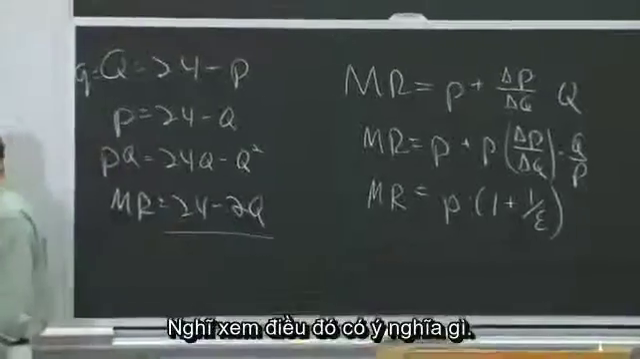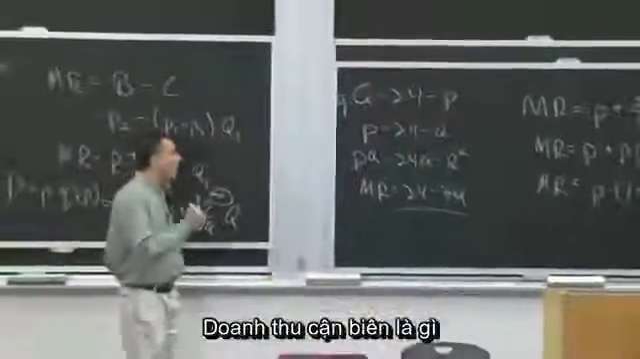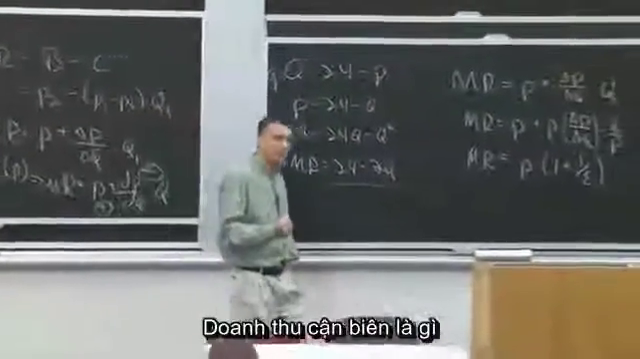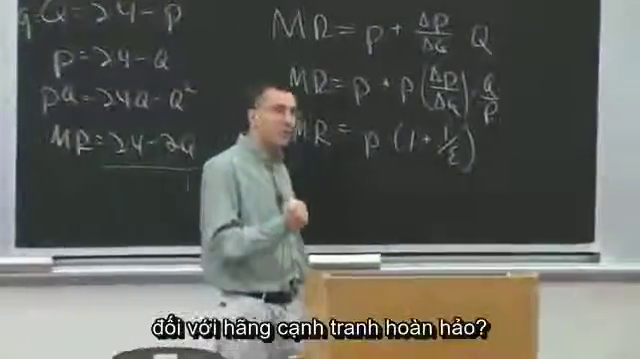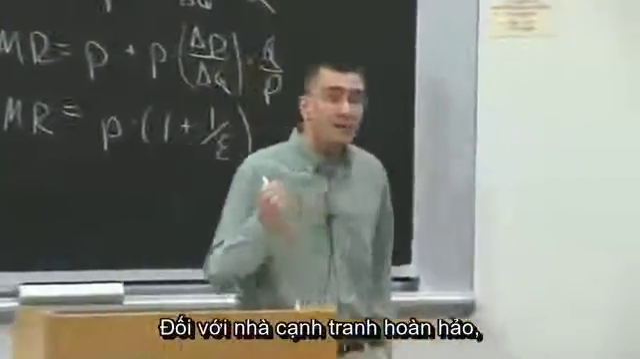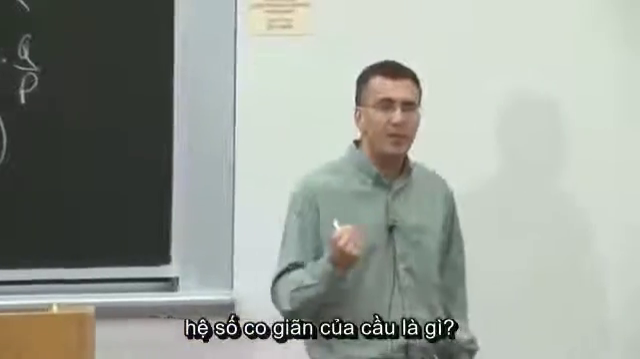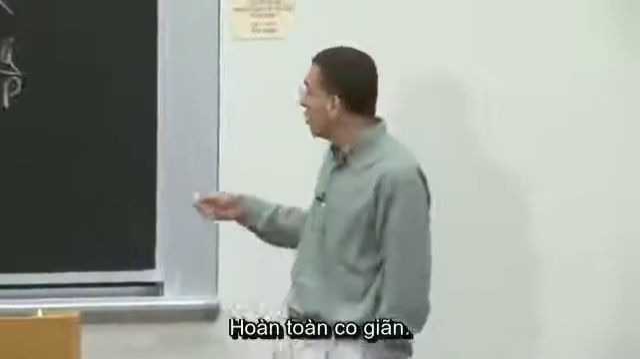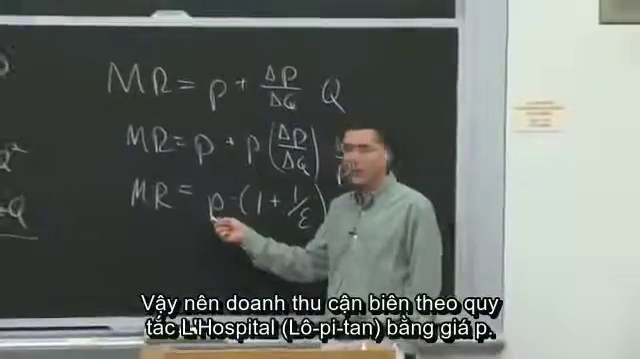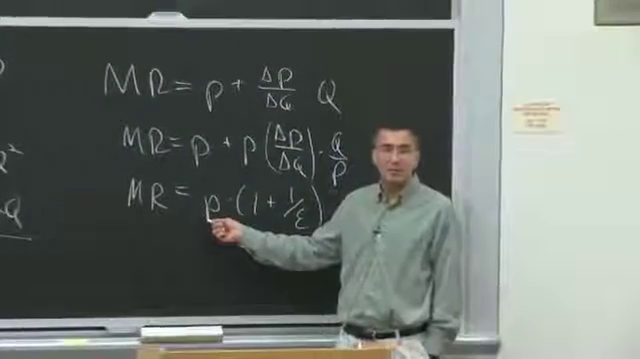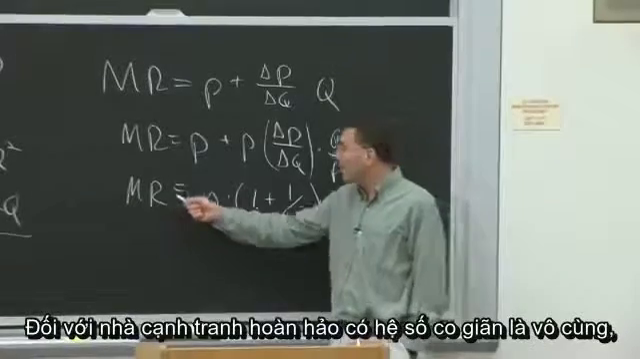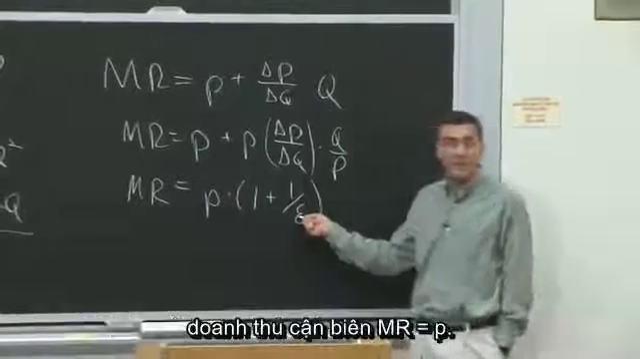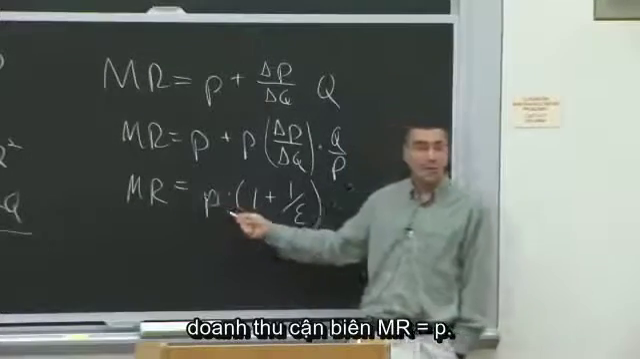Think about what this means for a second. What is the marginal revenue in a perfectly competitive firm? Well, what's the elasticity of demand facing a perfectly competitive firm? Infinity, right? Perfectly elastic. So marginal revenue by L'Hopital's rule equals P. So for a perfectly competitive firm where elasticity is infinity, marginal revenue equals P.